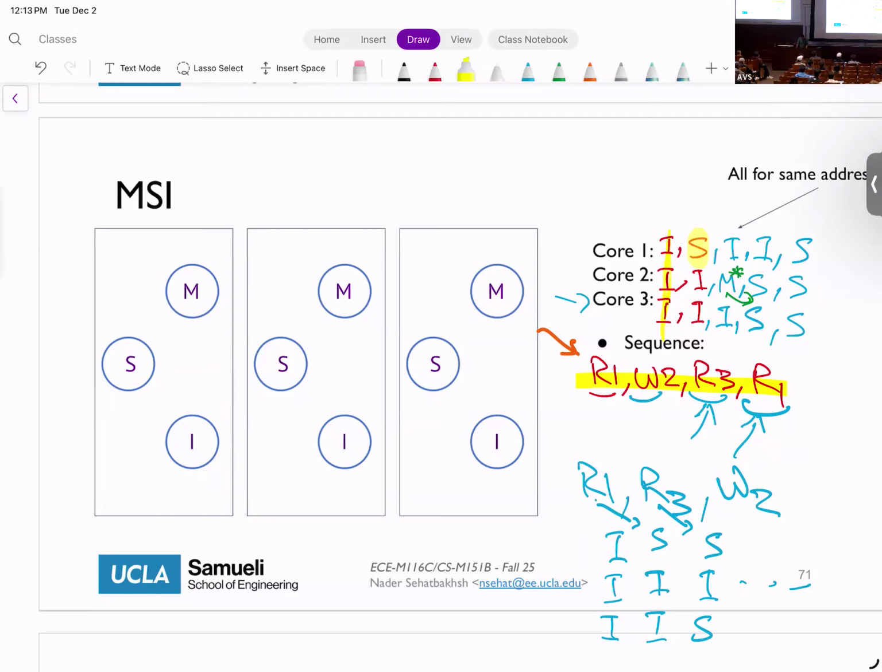Then in the second cycle, core number 1 for that particular line transitions from the I state to the S state. So it would be something like this: if this is core number 1, this is core number 2, this is core number 3, this will happen. Everybody else stays in their own I state. There's no reason for them to update, right? Core 1 read it from the main memory because nobody has the copies yet, and then put it in its cache.